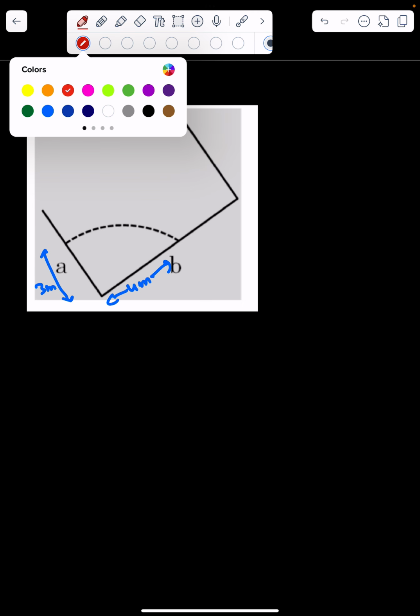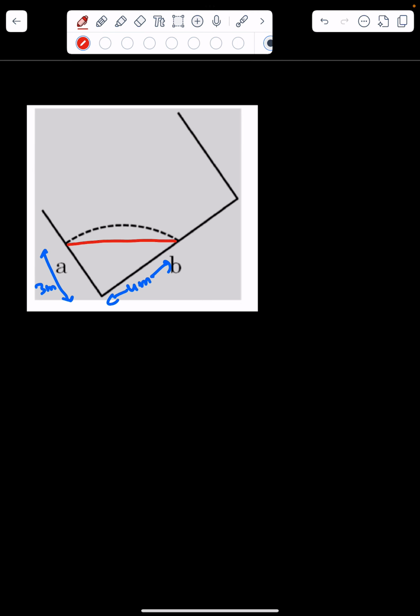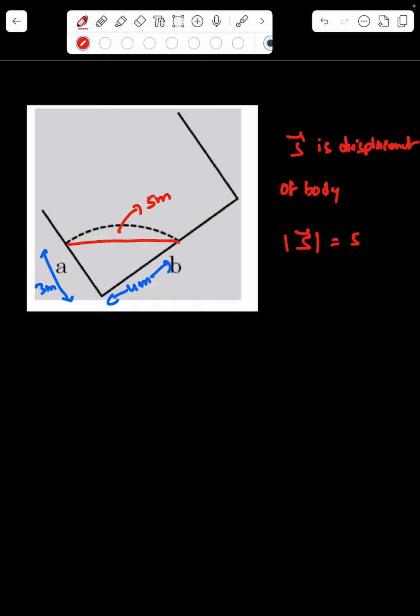Therefore, if we calculate the displacement of the body when it is traveling from A to B, we can use a rectangular triad and say the answer is 5 meters. If S bar is the displacement of the body, the magnitude of displacement is equal to 5 meters. So using all these ideas, we can calculate how to get that answer.